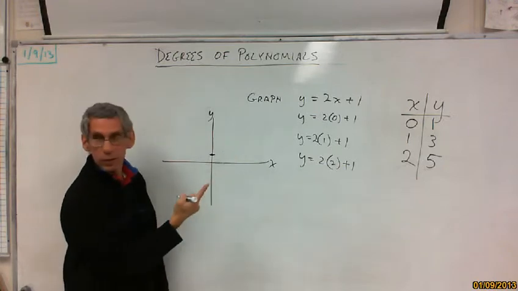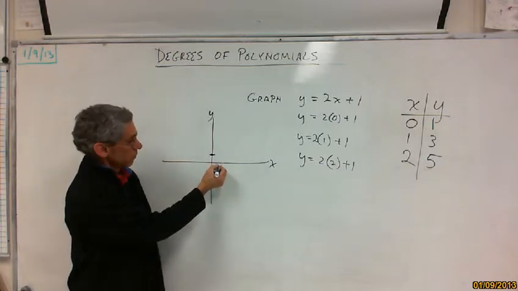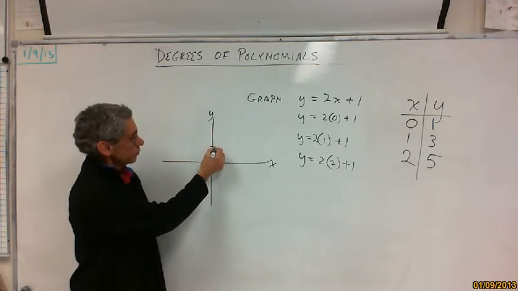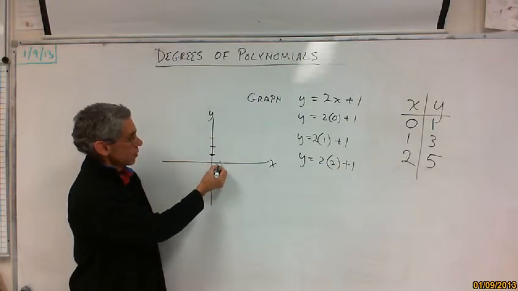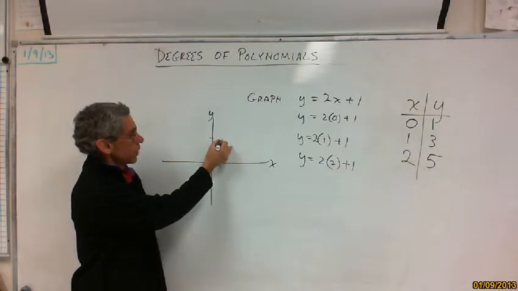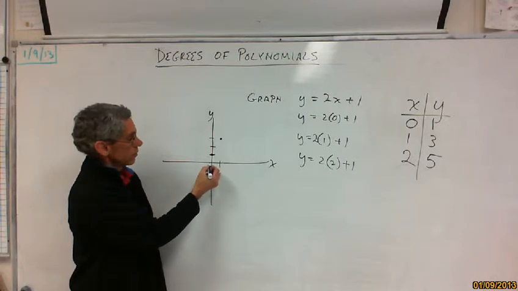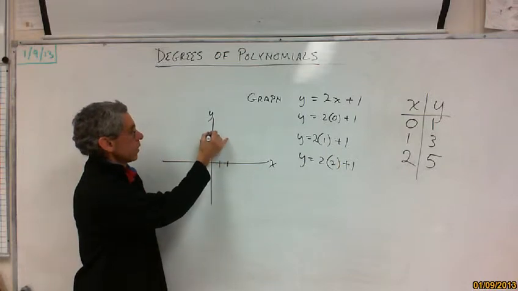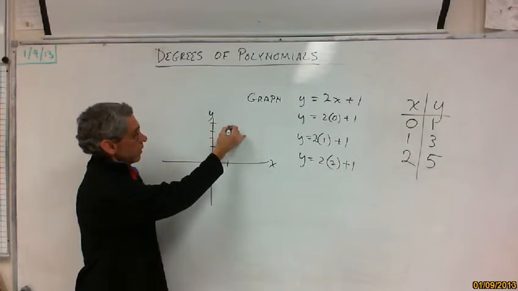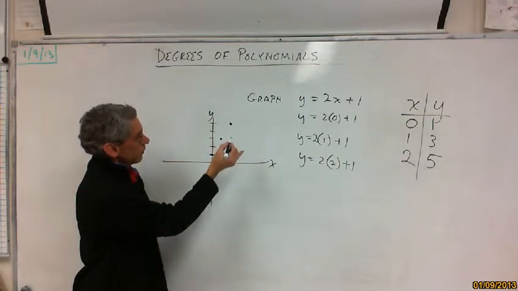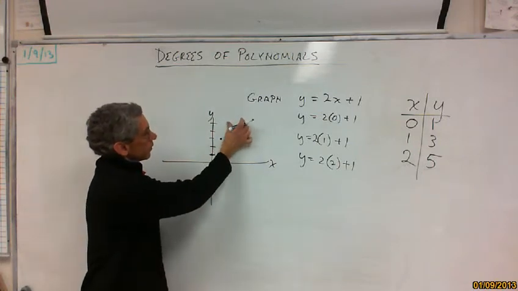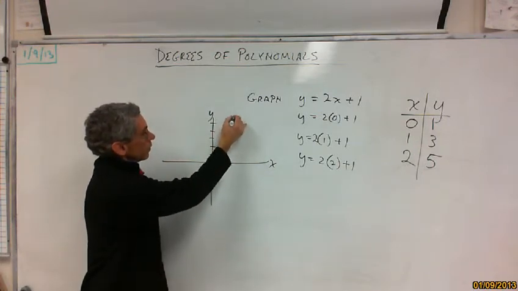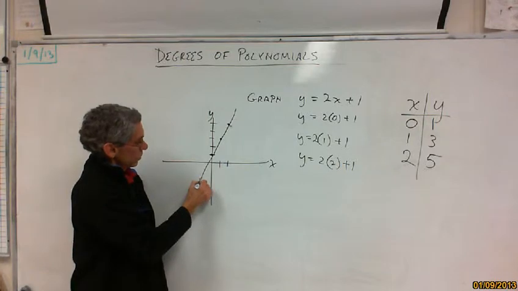Now, what about the next one? 1, 3. You go 1 over on the x and then up to 3. There you go. Put a dot, and then the last one. Over 2, up 5. Boom. And hopefully, if I graphed it right, it'll be a straight line. So there's my straight line.